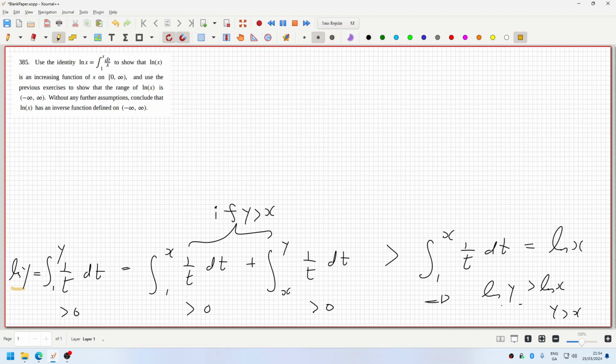Okay, so we say log y is equal to that, which is positive, and 1 to y can be written as 1 to x and x to y, and then we can drop this because it's positive and say it's more than this, which is equal to log x. So I think that's a little bit better. Again, we don't really want to include 0, do we? I think we want to have it open here, right? Because x can't equal 0. It's not defined at 0.